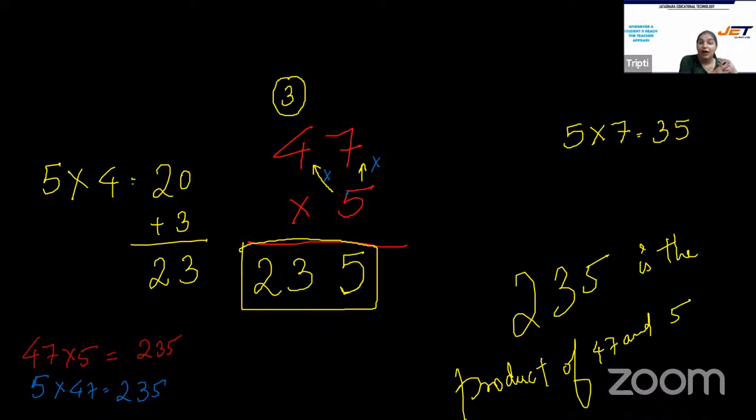I'll also teach you how to multiply 3 digits by 1 digit with the same method. 3 students, 1 teacher. Okay? So it is very easy. It is just a way to remember which number you have to multiply first. That is why this teacher and students story came in.